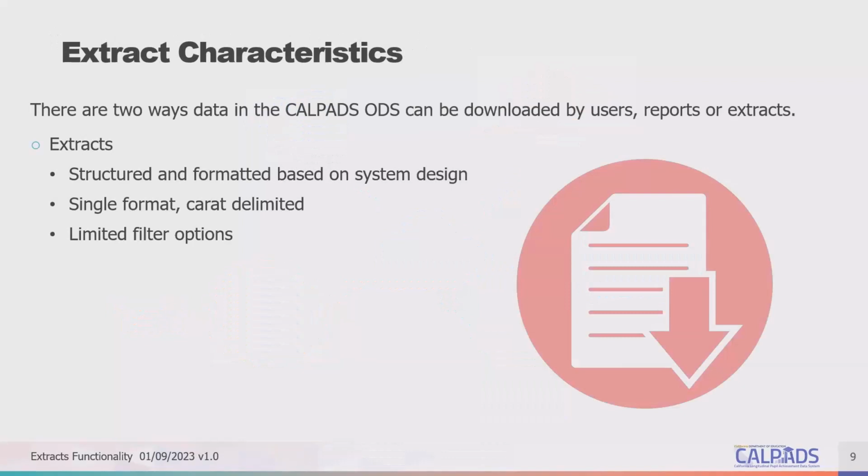There are some common characteristics of all extracts. Extracts are structured and formatted based on system design. As you pull it out, it's going to come out consistently every time. They're single format, caret delimited, so there's no variation in extracts. They are consistent in how they are rendered and produced or generated and provided to the user through download. And they have limited filter options. You can filter for the data that you're going to pull out of an extract to a certain degree. Comparatively, reports have much more filter options.